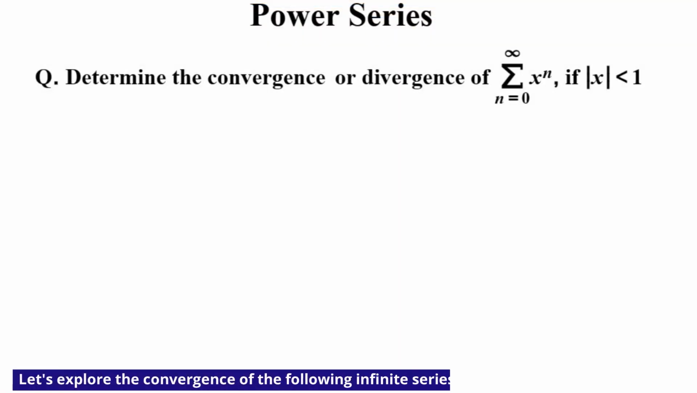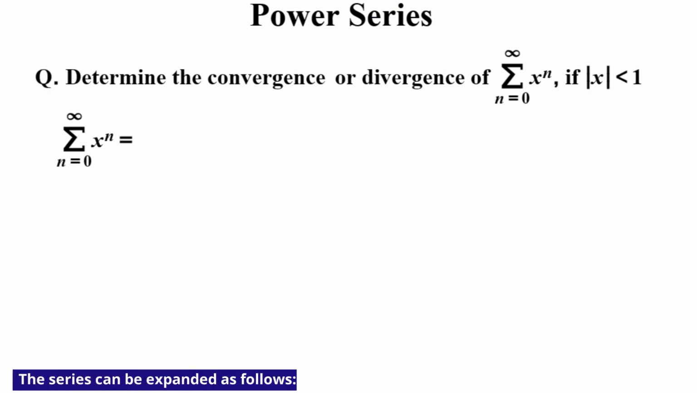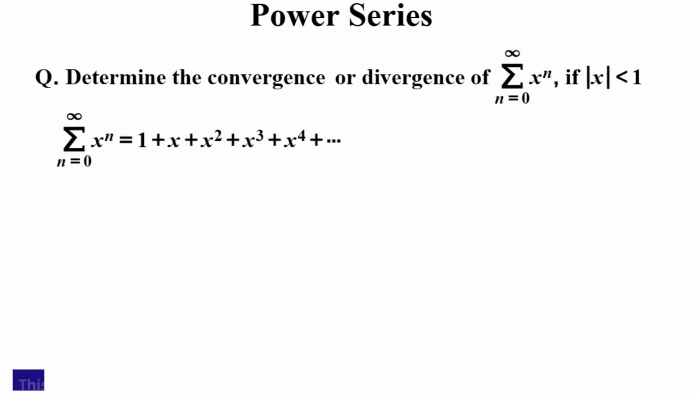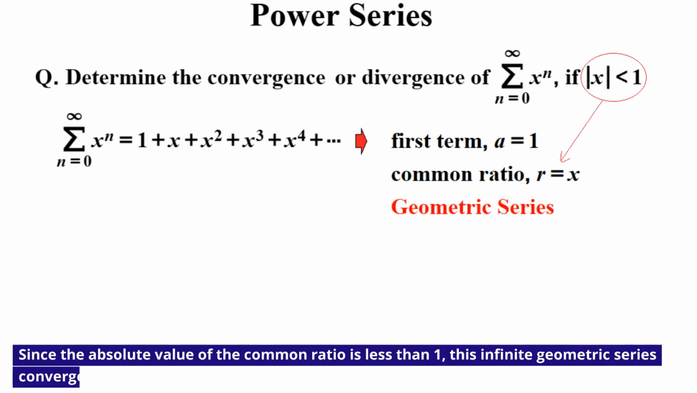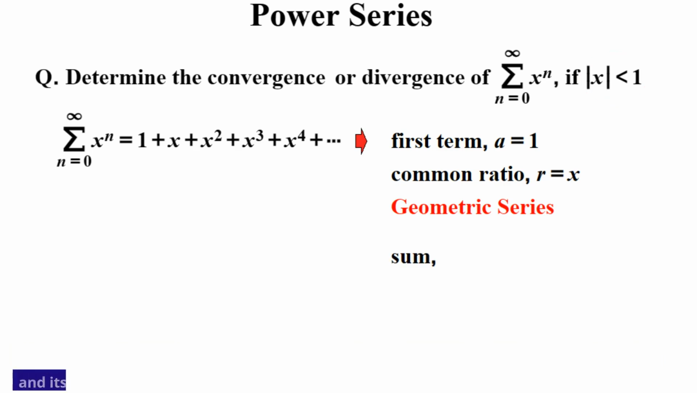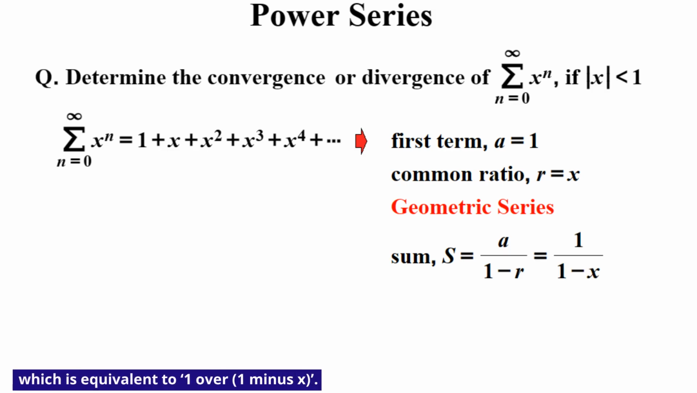Let's explore the convergence of the following infinite series. The series can be expanded as follows. This is an infinite geometric series with a first term of 1 and a common ratio of x. Since the absolute value of the common ratio is less than 1, this infinite geometric series converges, and its sum is given by a over 1 minus r, which is equivalent to 1 over 1 minus x.